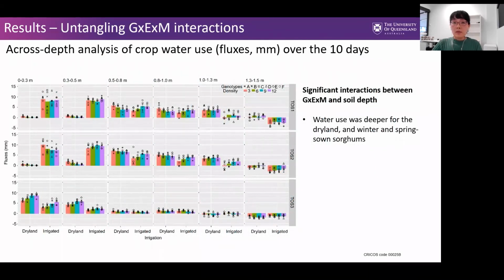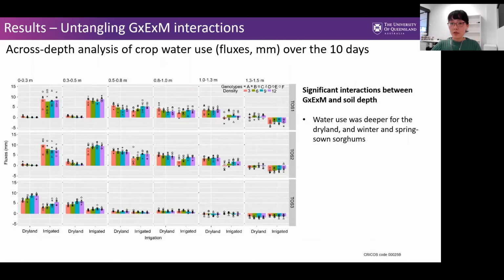The linear mixed model was also used to disentangle the G by E by M interactions on the crop water use, represented by the water flux across depth levels over the 10 days. And the results indicated that there were significant interactions between G by E by M and the soil depths. And from these complex graphs, we can simply derive several key messages.